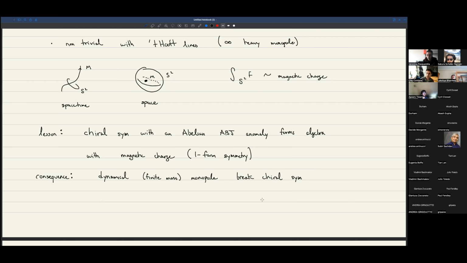You can actually estimate the size of this effect, at least in a regime where you have control. So here we have the monopole mass. Let's imagine the monopole mass is, say, V over G, where V is some Higgsing scale and G is a coupling.